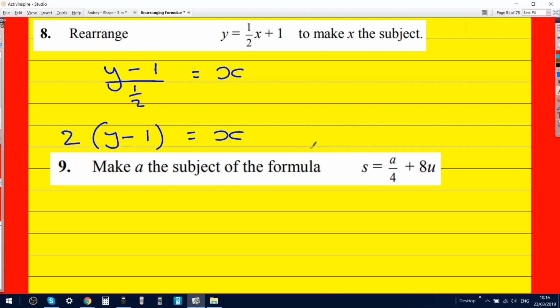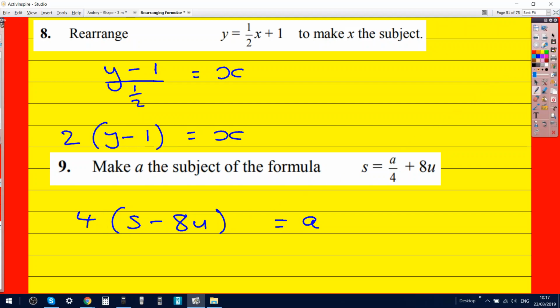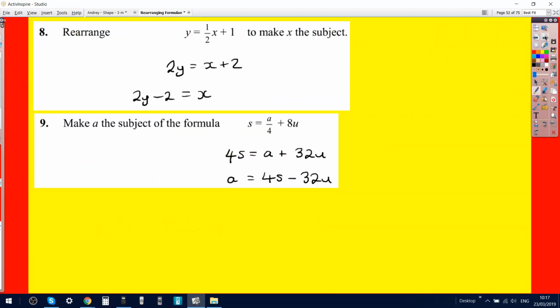Next one. Okay. To make A the subject, so would it be S minus 8u times by 4 equals A? And how do I times it by 4? Would you put the S and the 8u in brackets and have 4 on the side? So you put that in a bracket. And then put 4. Yes, that's it. I didn't mean to say 5.